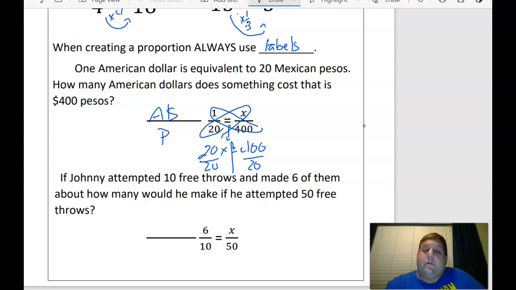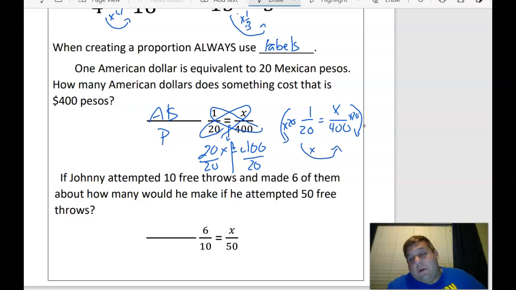The other way we can do this is, kind of like we did up at the top, we can go up and down. 1 times 20 is 20. What times 20 is 400? We could also go across and say 20 times what is 400? 20 times 20. 1 times 20 is 20. So there's 3 different ways to do that.